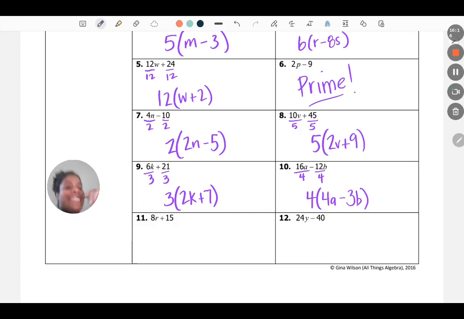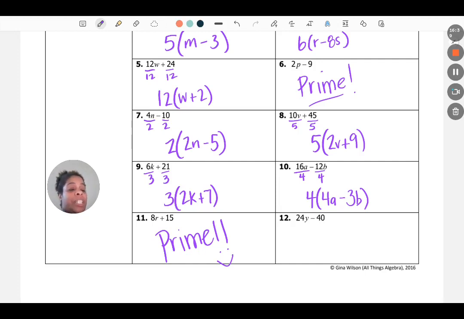All right. 8r plus 15. Ooh, 8 is an even number. 15 is an odd number. We can't find a common factor for the two of them. One's even, one's odd. They will not have something in common. So we can already eliminate it. It is prime.